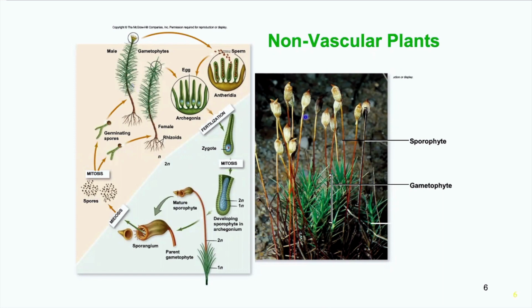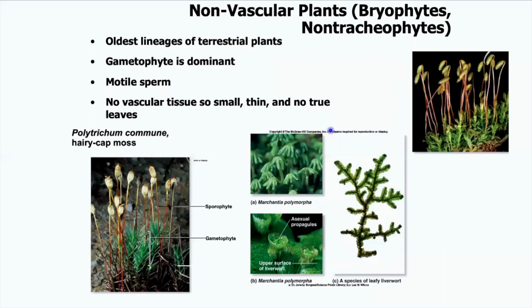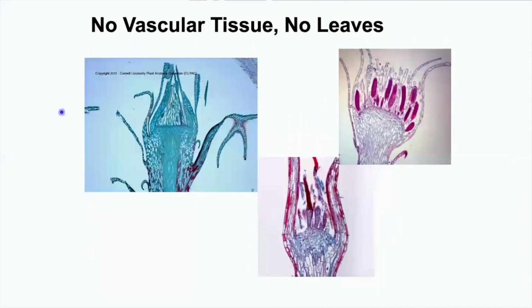Here's a picture of a moss, a typical moss that has the gametophyte here and the sporophyte growing out of it. Here's some other pictures of other types of bryophytes and some of their general characteristics, which you should think about as being shared by all of these different types of bryophytes.